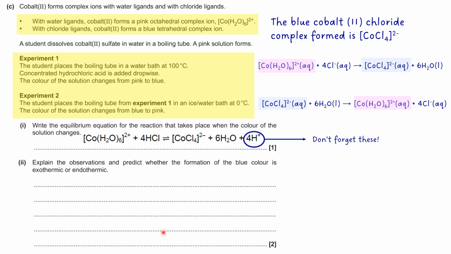Now what's interesting is it's got H+, isn't it? So don't forget those ions, like I did. I forgot to put them in, didn't I? So you've got to be a little bit careful here. I didn't put them in actually because I was just putting 4Cl-. So if you don't put in the 4H+, you need to make sure you just put in 4Cl- on the left-hand side there. So that obviously refers to experiment 1, because this is the pink and this is the blue. And this goes from pink to blue.